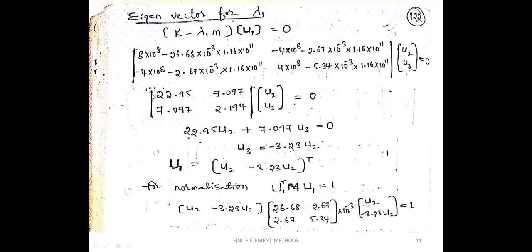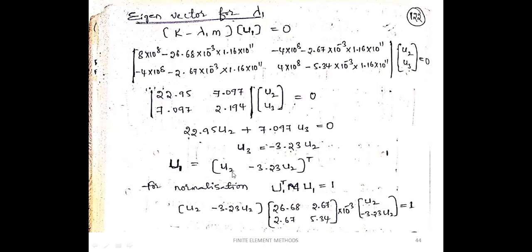See here, this is a 2 by 2 into 2 by 1, and it is possible to get two equations. The first row into the column is equal to 0, and the second row into the column will be equal to 0. You will get two equations, and u2 and u3 are the two unknowns. So it is possible to find out u2 and u3 from these equations.